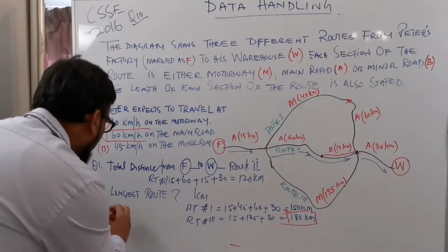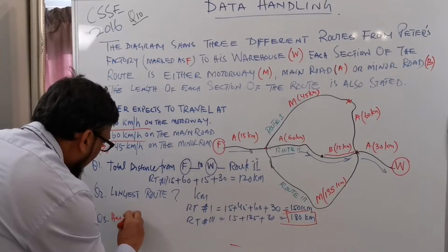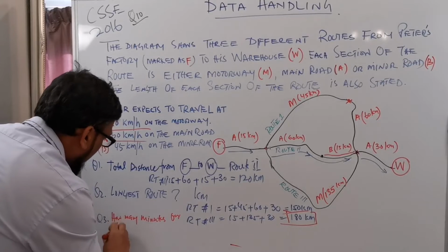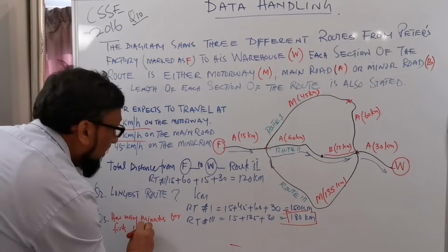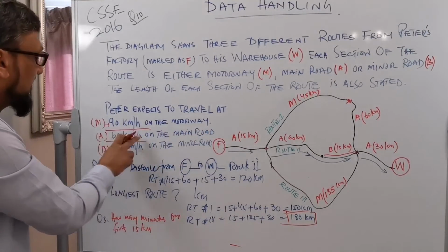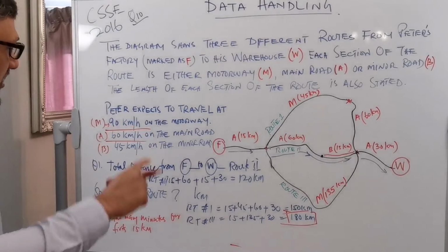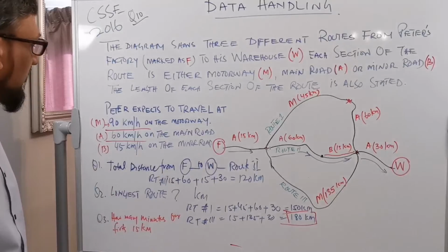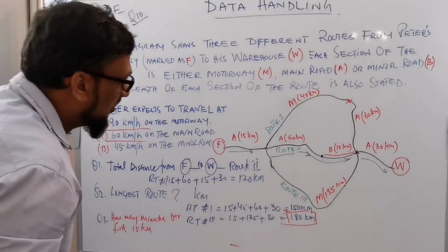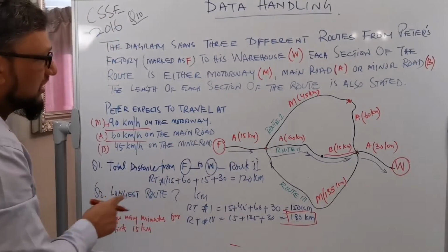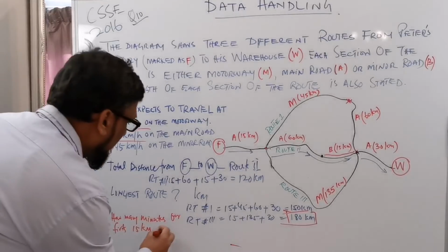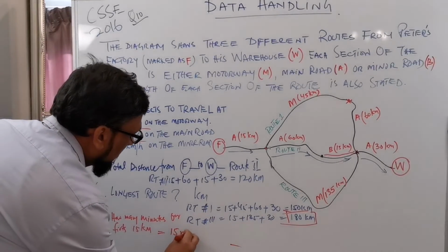So the question, how many minutes for first 15 kilometer? As we know that is a main road, speed is 60 kilometer per hour. So it means 1 kilometer for 1 minute. So it means every minute he's traveling 1 kilometer. So 1 kilometer times 1 minute times 15 kilometers. So the answer is very simple, which is 15 minutes.